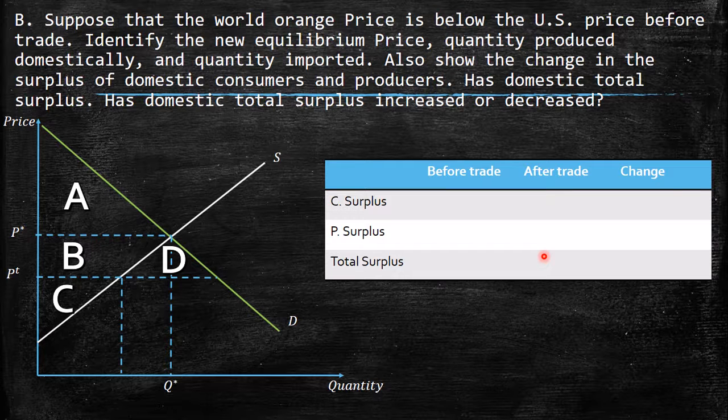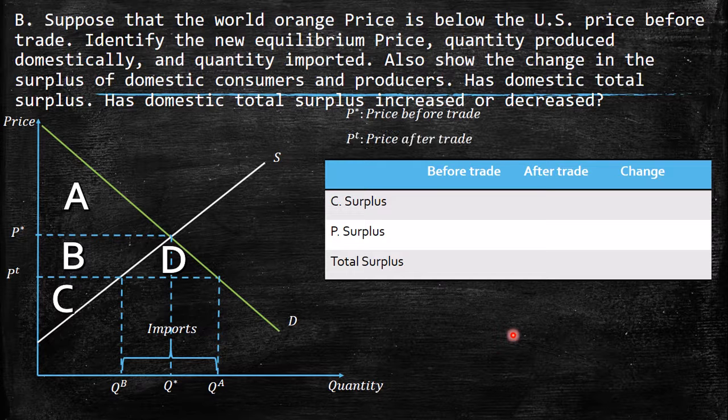So at this price, the producers are only willing to produce QB, which is lower than Q star. That was the condition of autarky. Remember, autarky basically means the equilibrium without any trade. There are no imports and no exports. And we have the QA, which is the demand of the consumers. Naturally, it's going to be higher, because the price is lower than before. So this difference between QA and QB is going to be satisfied by the international market. So this is going to be considered the import.